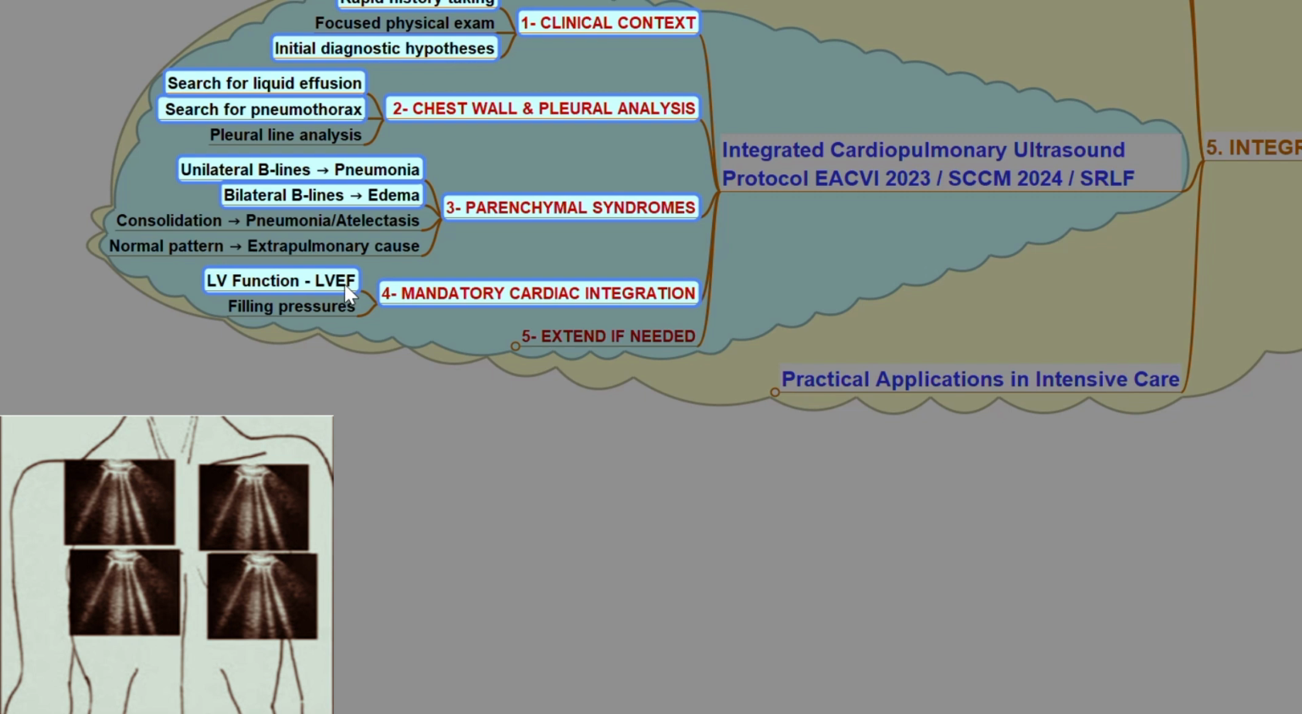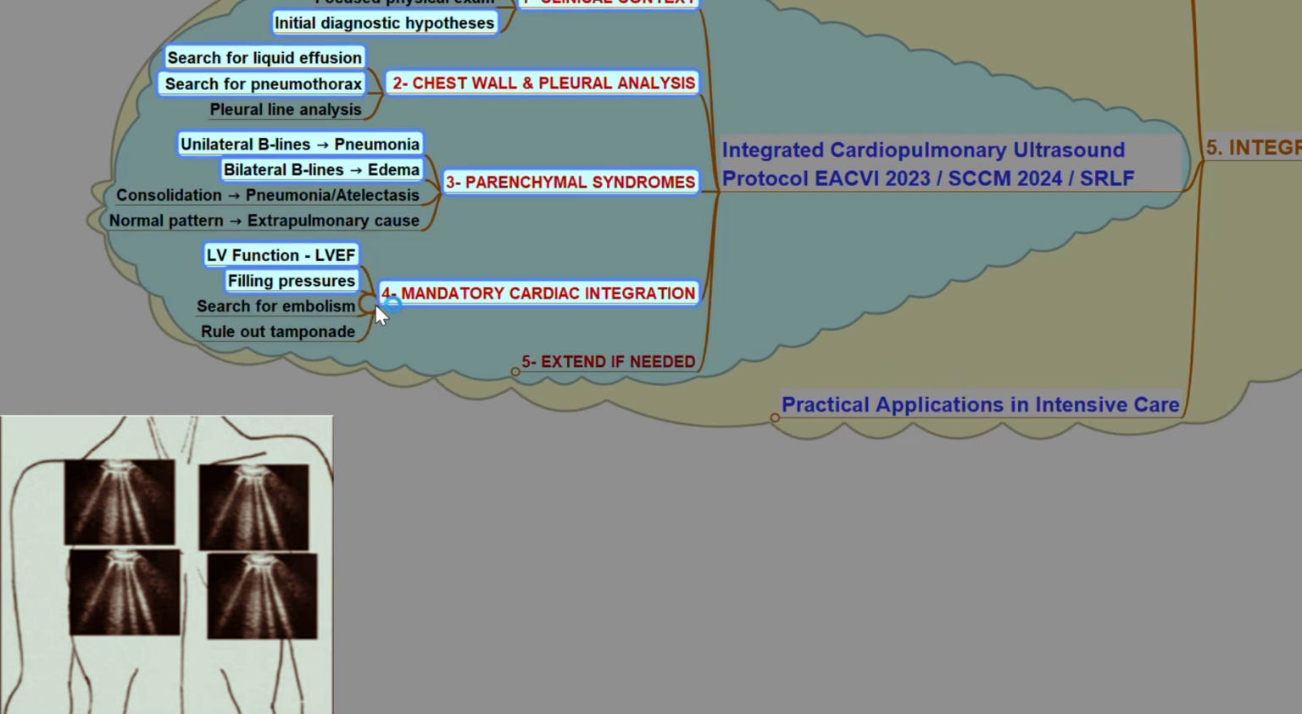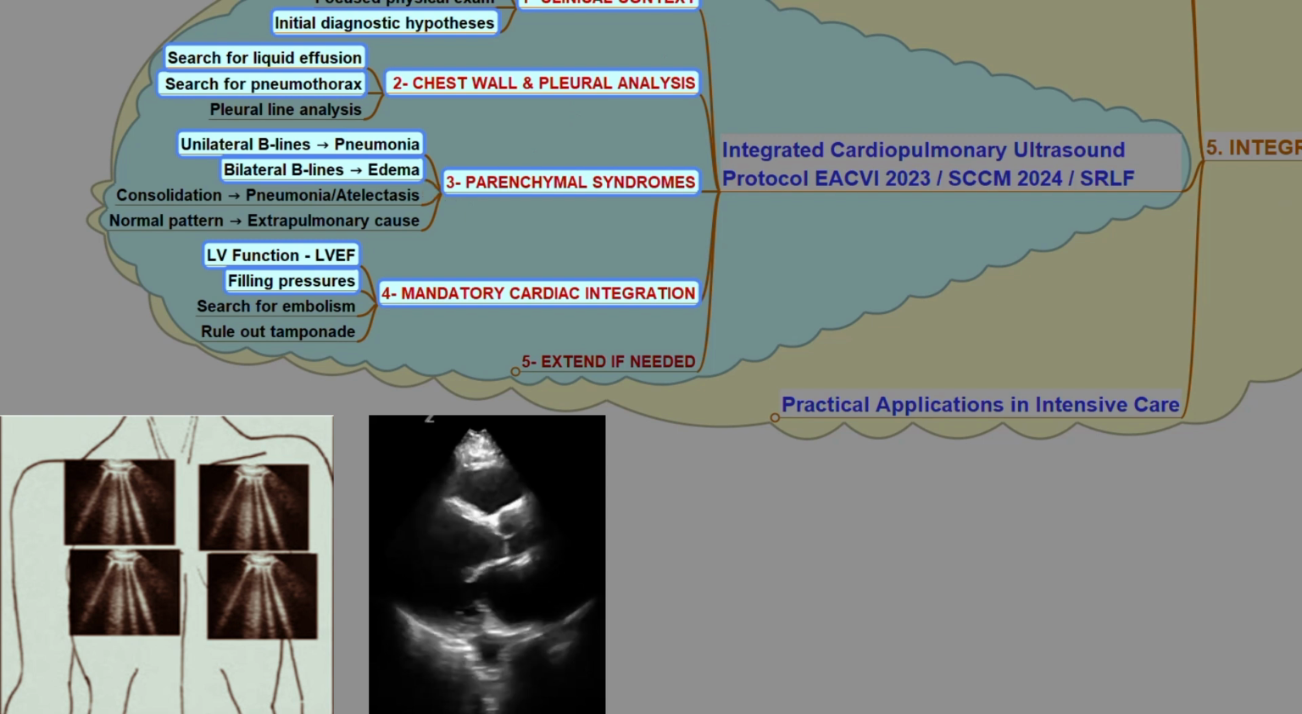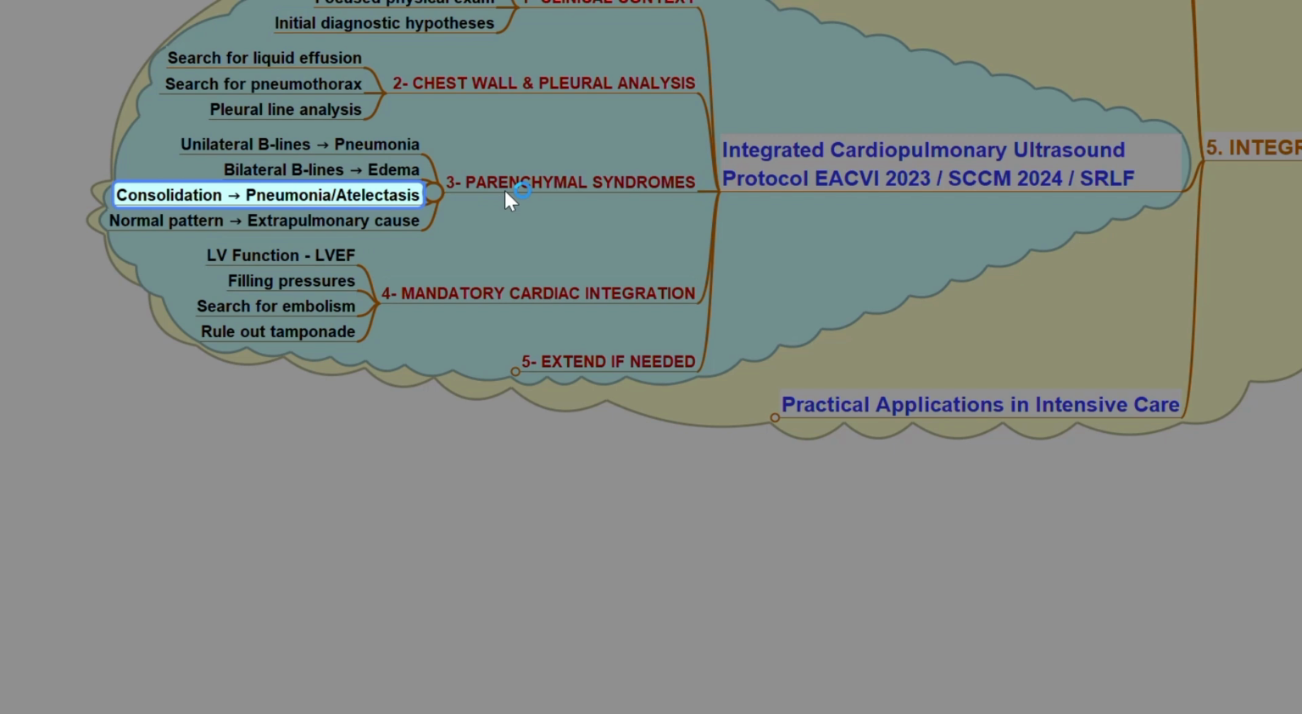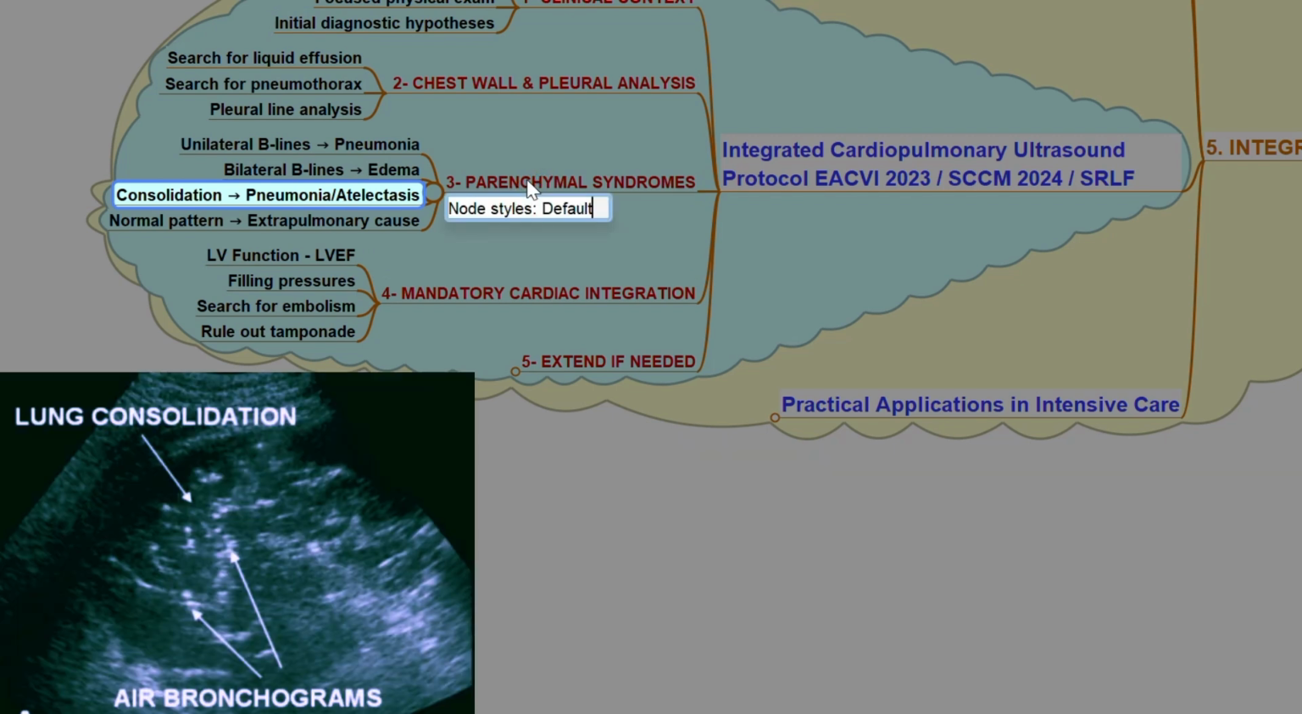The critical next step is to differentiate the cause. Is it due to cardiogenic pulmonary edema or non-cardiogenic edema from lung injury like ARDS? This is where you immediately integrate echocardiography to assess cardiac function and filling pressures. The third situation, if we find consolidation, this is probably pneumonia, and you'd look for dynamic air bronchogram to confirm.